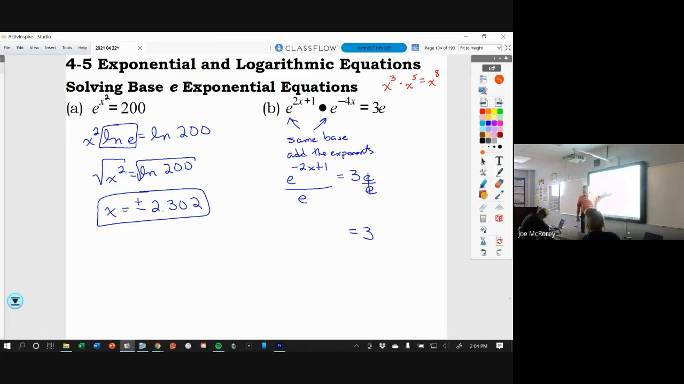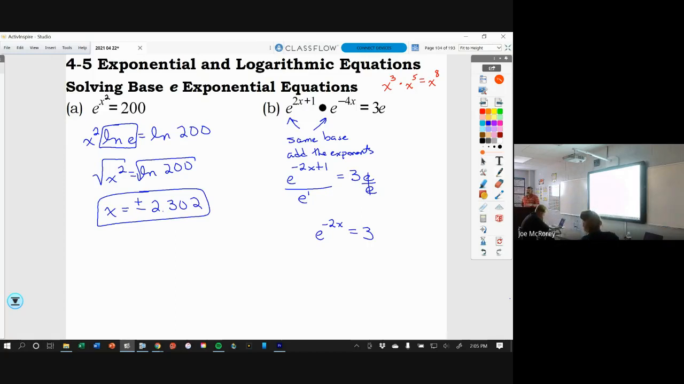What's going on the left side now? The e doesn't cancel because it's got the exponent. When you're multiplying with the same base, you add. When you're dividing with the same base, you subtract. So I have negative 2x plus 1 minus 1, so it'd just be negative 2x. So I have e to the negative 2x. Now it's simplified.